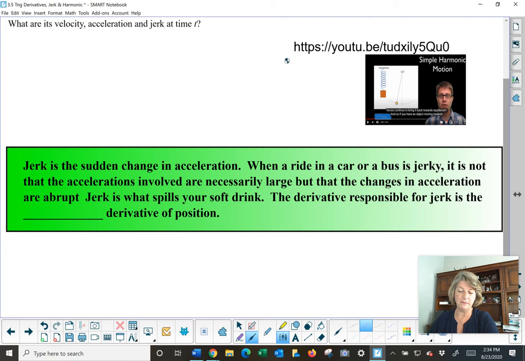The derivative responsible for jerk is the third derivative of the position function. So position, velocity, acceleration, jerk.